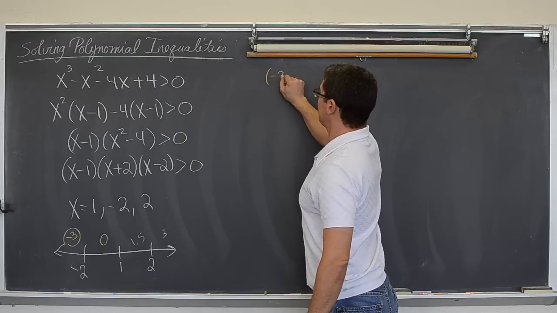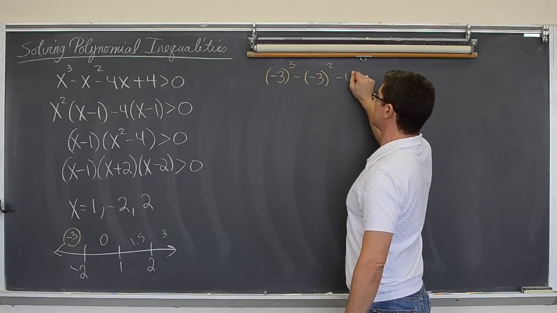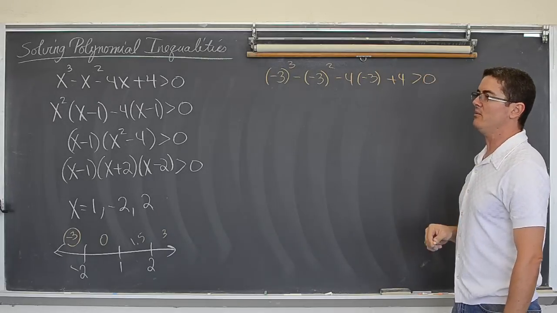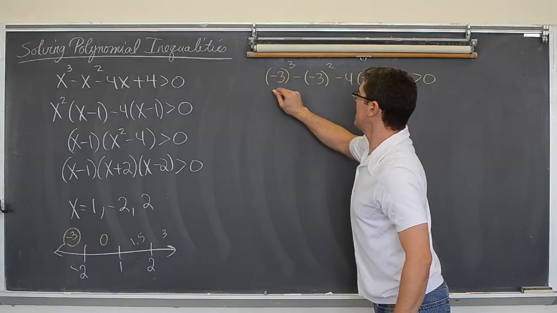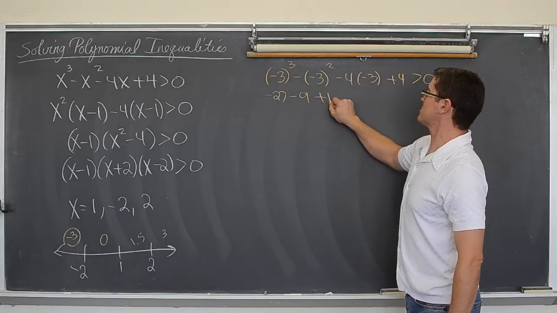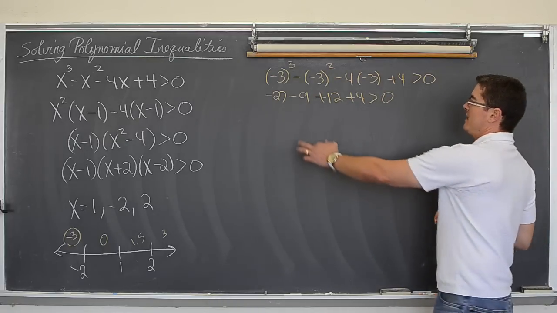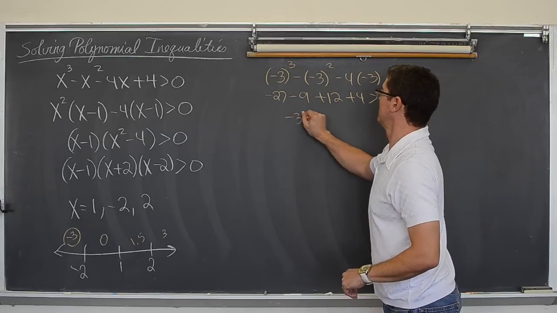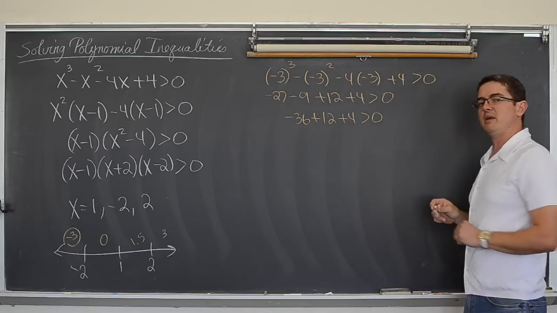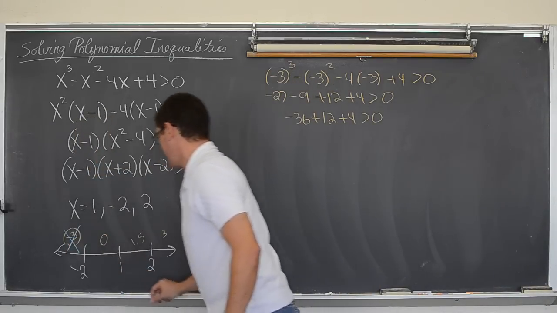So we have negative 3 cubed minus negative 3 squared minus 4 times negative 3 plus 4 is greater than or equal to 0. Well, that's going to be negative 27 minus 9 plus 12 plus 4 is greater than 0. That's going to be negative 36 plus 12 plus 4. And I don't think that's going to come out to be greater than 0. So this section does not pass the test.